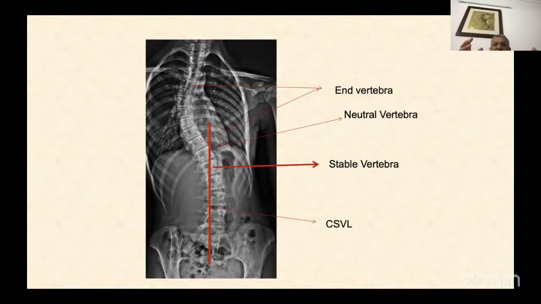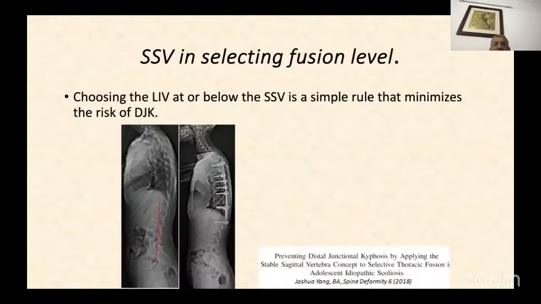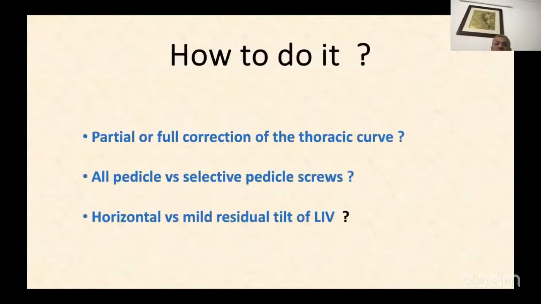Our primary aim is to make the head centered over the pelvis. Therefore, the end vertebra of the construct has to be in line with the sacrum. That's what we are trying to do. That is what the overall principle of surgical management of scoliosis is about. Always be careful to look at the sagittally stable vertebra also, to decide the end vertebra in this particular case. Usually, the stable vertebra in the coronal view will also be a stable vertebra in the sagittal view. If not, the chance of DJK, or distal junctional kyphosis, will be more.